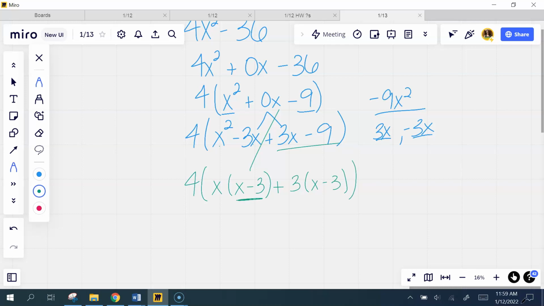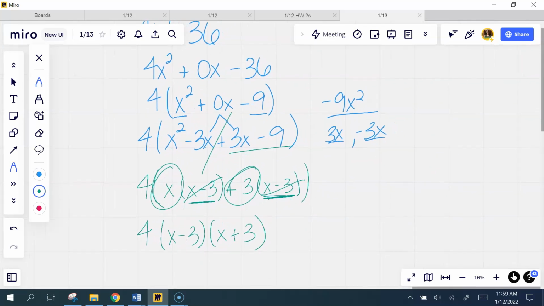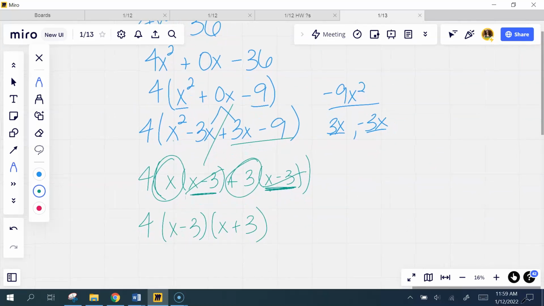And now if you look, I have a common binomial, right? So there's where I take that out. And what's left, once that's gone, I have an x and a plus 3. You may notice the pattern now. I start with x squared minus 9 and ended up with x minus 3 times x plus 3. That is no coincidence. But again, we'll talk about that a little bit later.